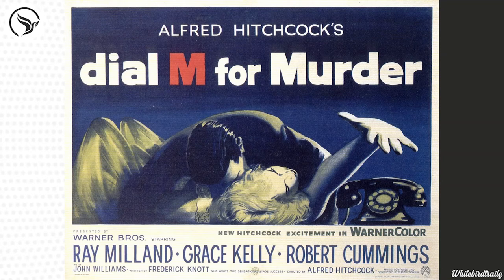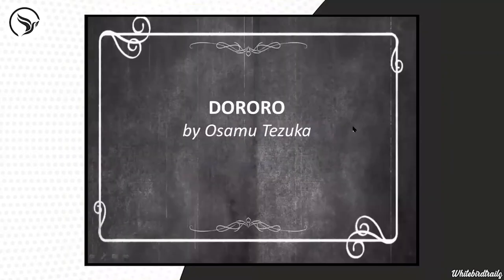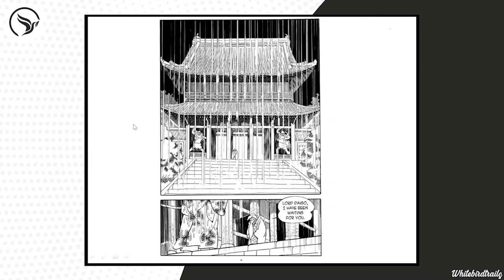So I'm going to quickly move on now to the next slide. We are going to look at 5 or 6 pages from a graphic novel called Dororo by Osamu Tezuka. It's a Japanese manga comic. So usually it is read from top to bottom, but from right to left.